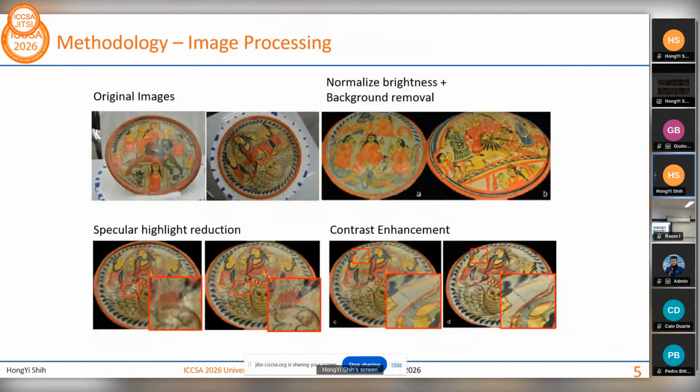And we tested several image processing strategies to evaluate their effects on crack detection performance. We first applied lighting normalization to reduce illumination variation across images. And then we applied background removal and reflection adjustments to reduce visual interference from the surrounding background and specular highlights. We also enhanced the image contrast to improve crack visibility and try to minimize texture amplification.